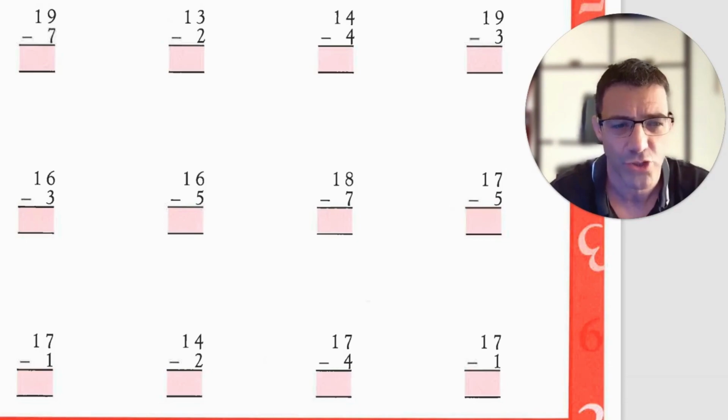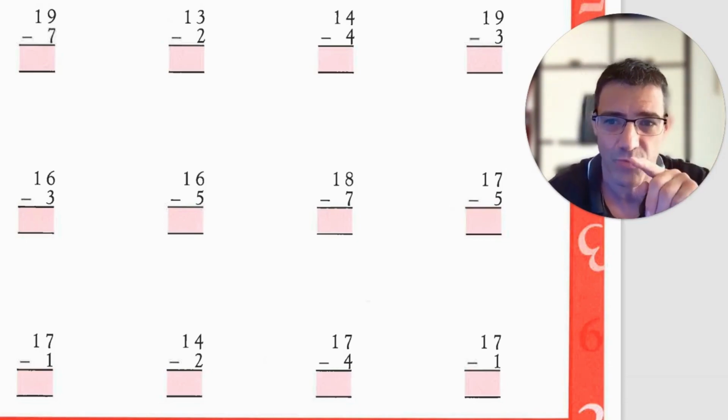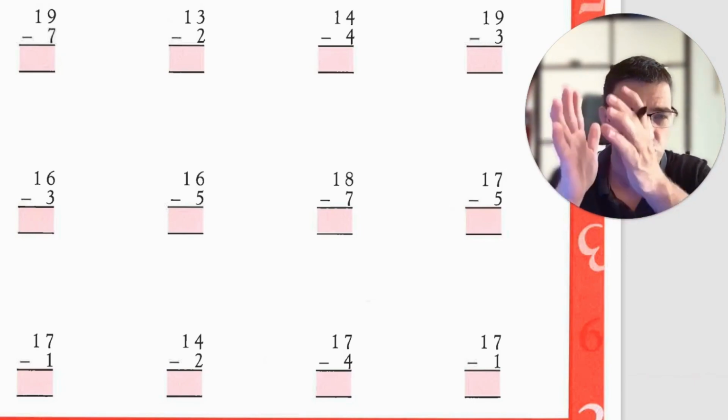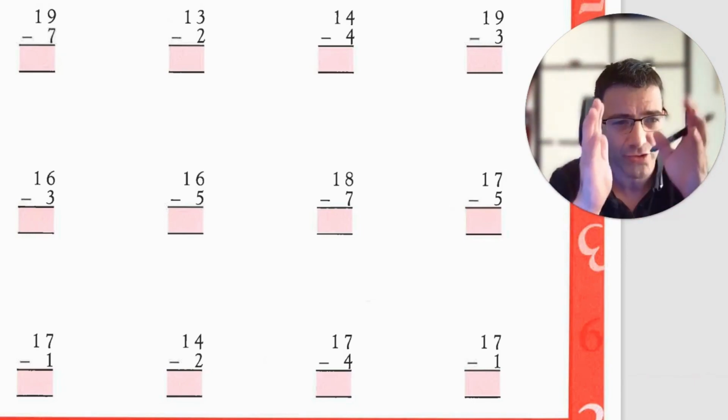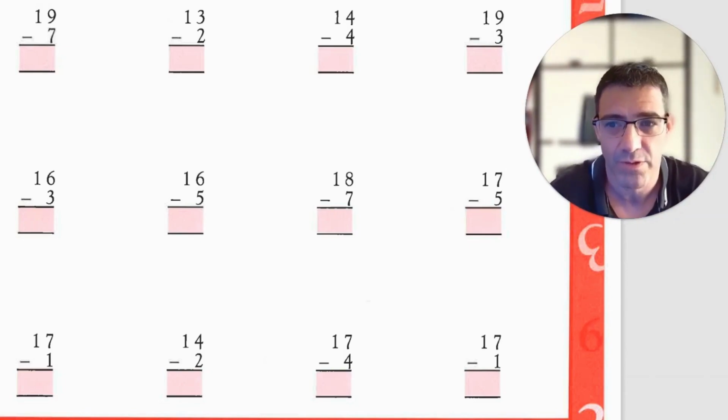So what I do want you to remember is that you should line up the ones with the ones and the tens with the tens. So if it helps you, make sure you make a grid where you've got hundreds and then tens and then ones. That can be very helpful. Let's see if we can do the first question together.